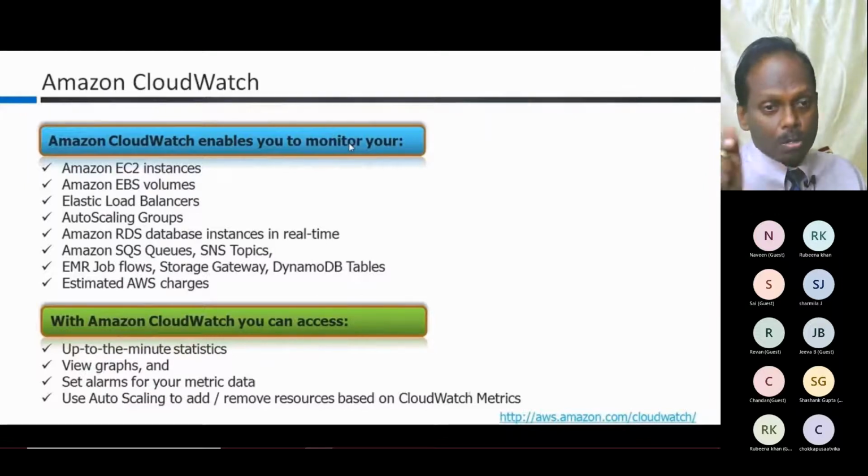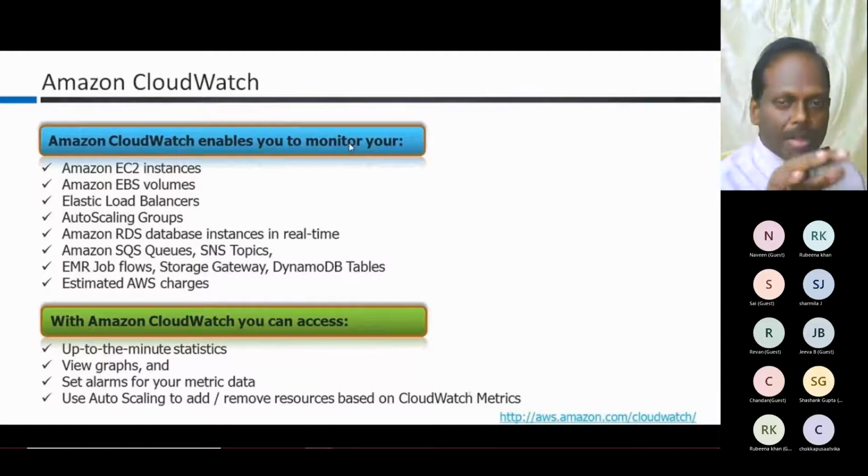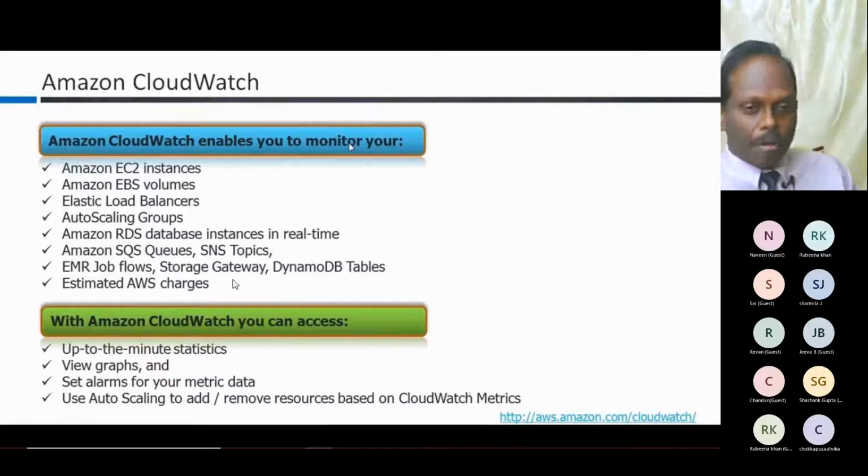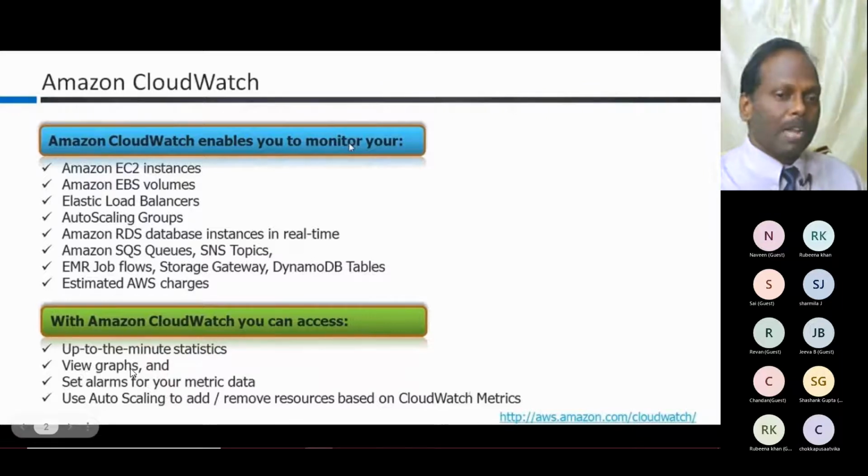You can see this one also. With Amazon CloudWatch, you can access up to the minute statistics. Up to 5 minutes is the default one, that is free. If you want less than 5, you need to pay for that. That is customized, we say. View graphs, a bar graph or line graph or whatever type of graph. And in CloudWatch you can even set alarms. Alarms, that is most important.